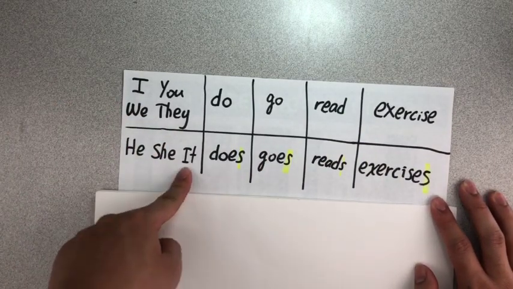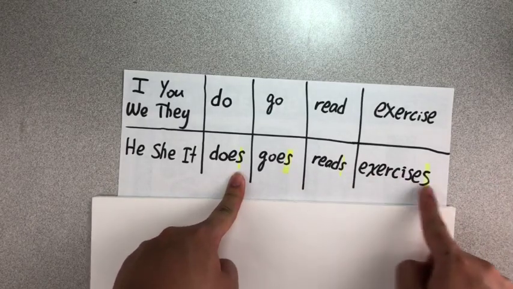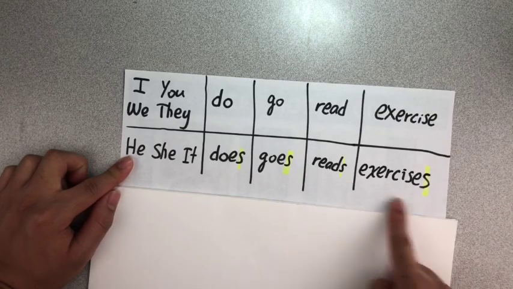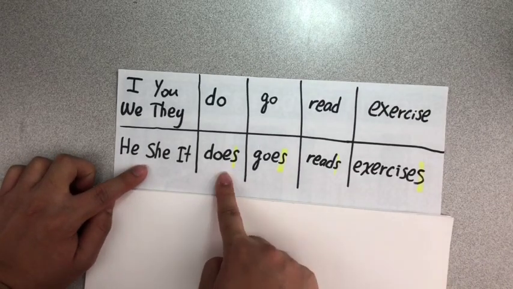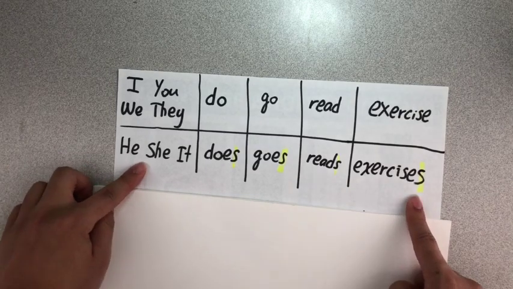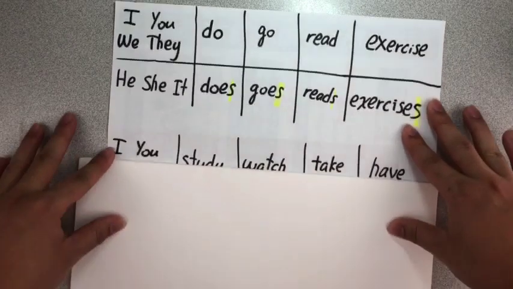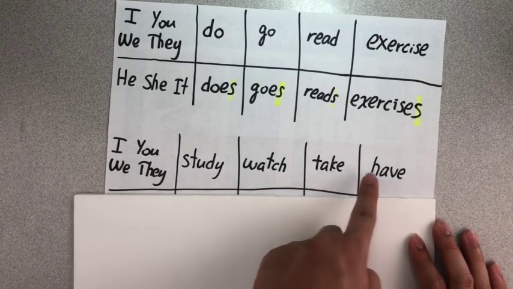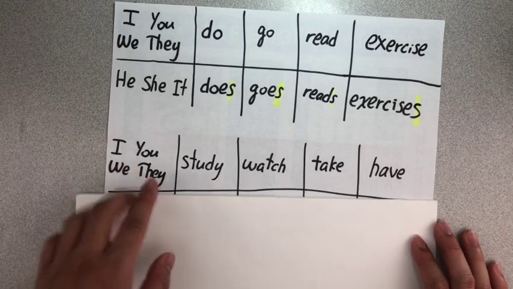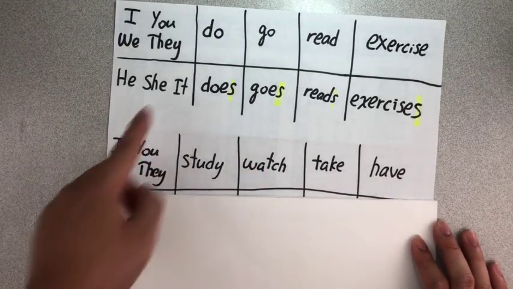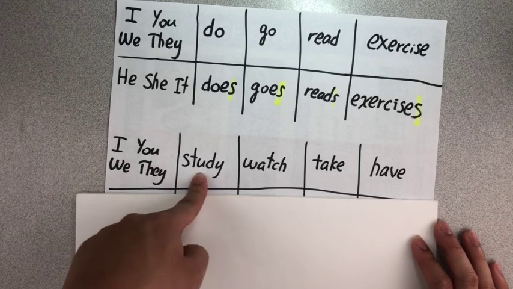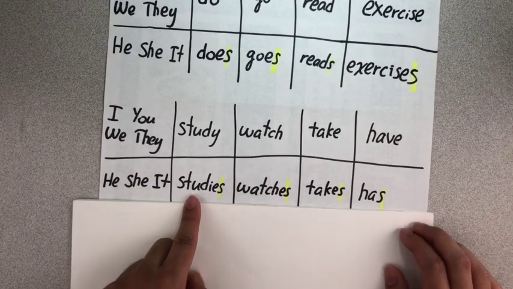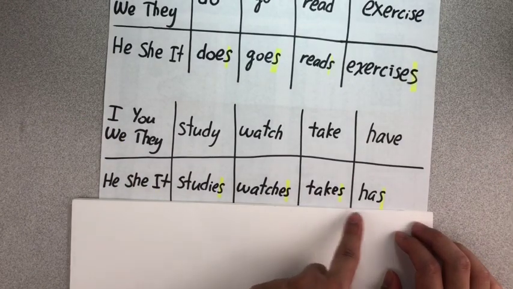With he, she, it, we write the S. So he does, he goes, he reads, he exercises. She does, she goes, she reads, she exercises. We have I, you, we, they: study, watch, take, have. What are these words for he, she, it? What is study for he, she, and it? Studies, watches, takes, has.